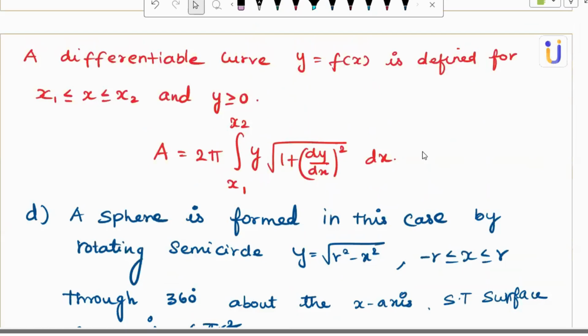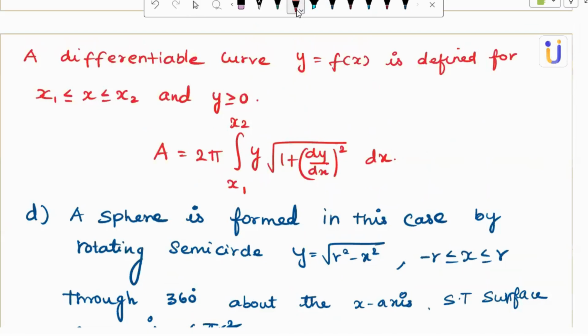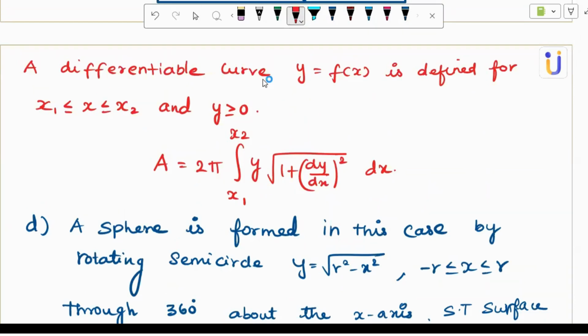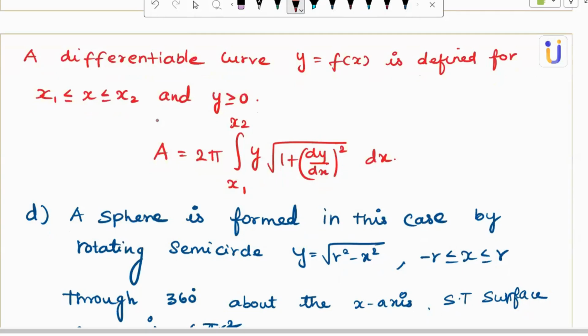Next. For this next problem, a description is given. A differentiable curve is defined from x1 to x2 and y is greater than or equal to 0. When any such curve is rotated 360 degrees about the x-axis, of course, a 3D solid will form and it will have a surface area like this: 2 pi integral x1 to x2 of y into square root of 1 plus dy by dx the whole squared dx. We can relate that with the straight line example. For a straight line we have slope, for other curves we have dy by dx.